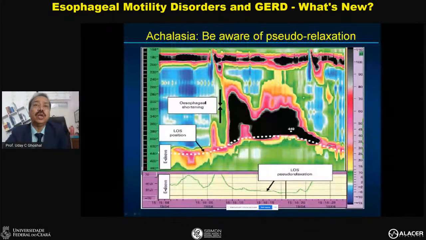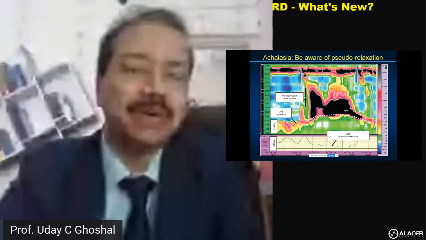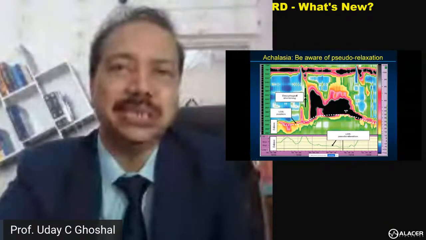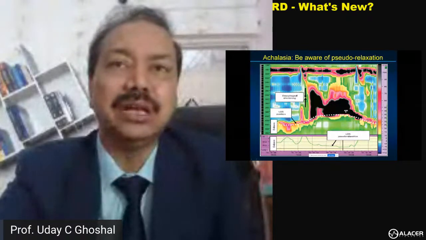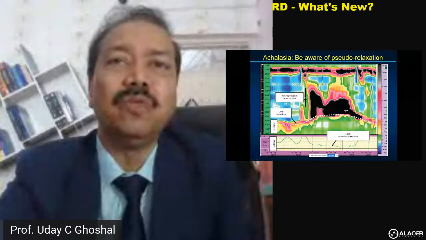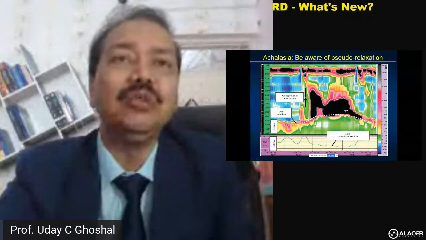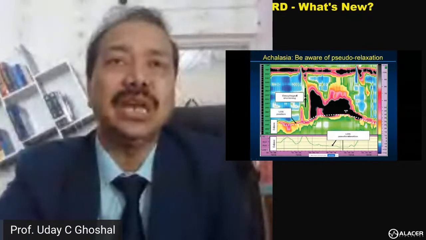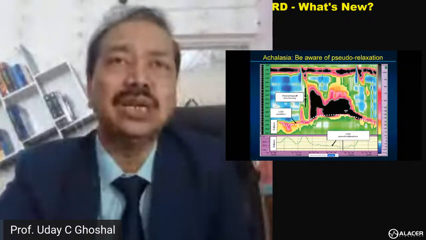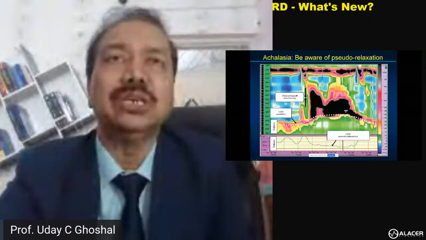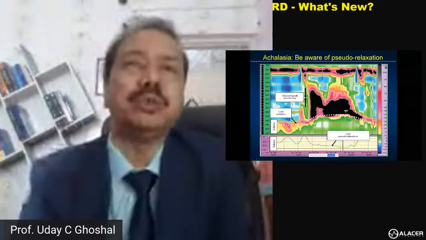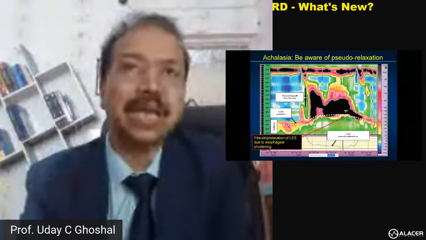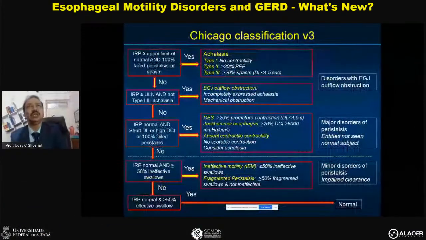And because of this shortening of the esophagus, the LES gets pulled up. Now, in conventional manometry, and even in some high resolution manometry I have seen, some people place their window for IRP here, and you can think that this LES is relaxing, and therefore it may not be achalasia. This is actually pseudo-relaxation. This is happening because the longitudinal muscle is pulling up the LES. So this is pseudo-relaxation.